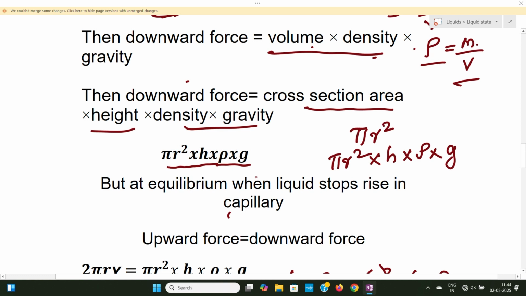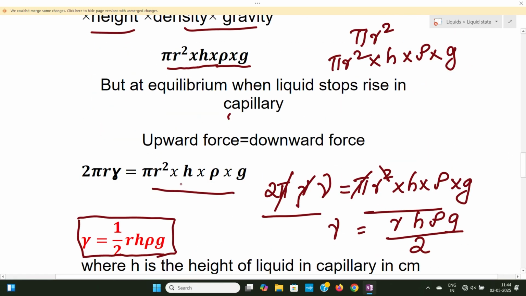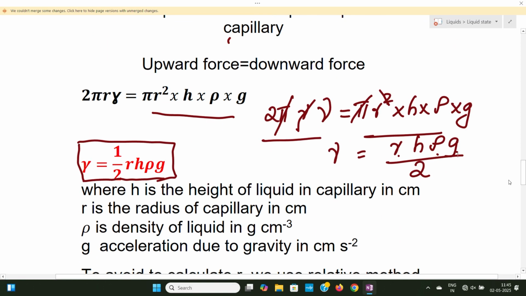So 2 pi r gamma is equal to pi r square into h into rho into g. When we cancel the equal terms, we will get the surface tension. That surface tension gamma is equal to r h rho g by 2, where r is the radius of the capillary, h is the height of the liquid in the capillary, rho is the density of the liquid, and g is the acceleration due to gravity. This is about the surface tension determination by the capillary rise method.